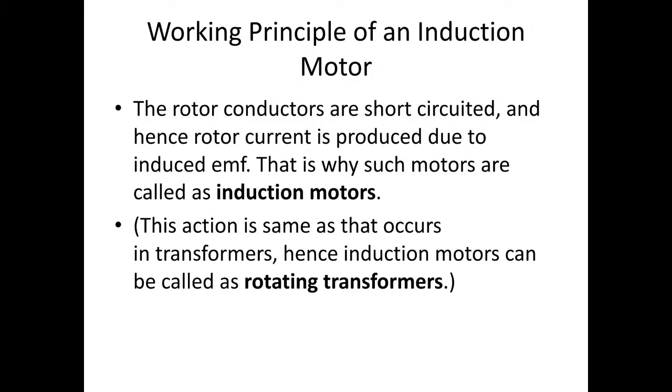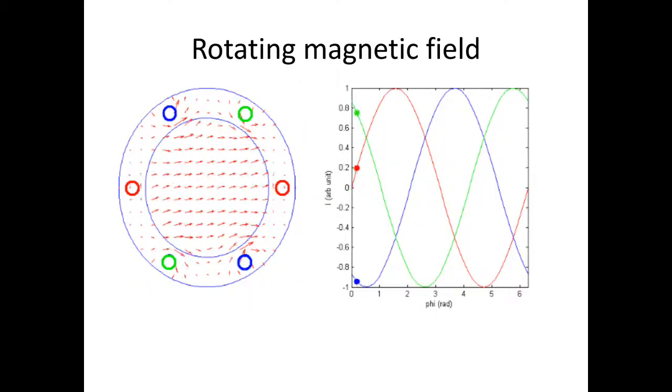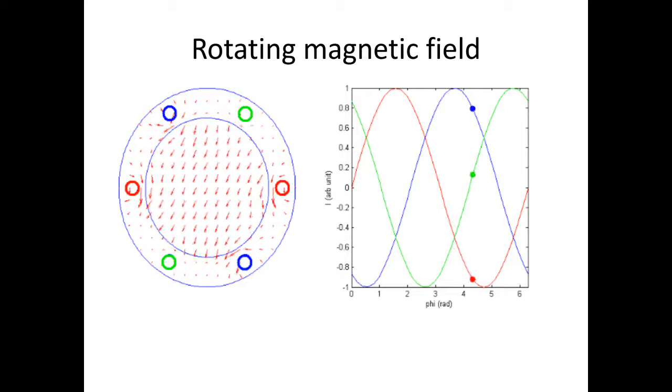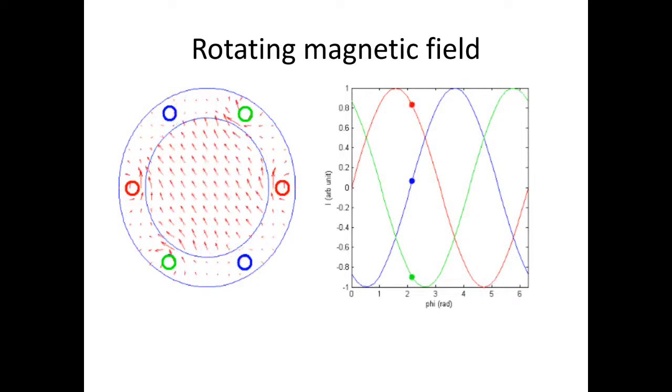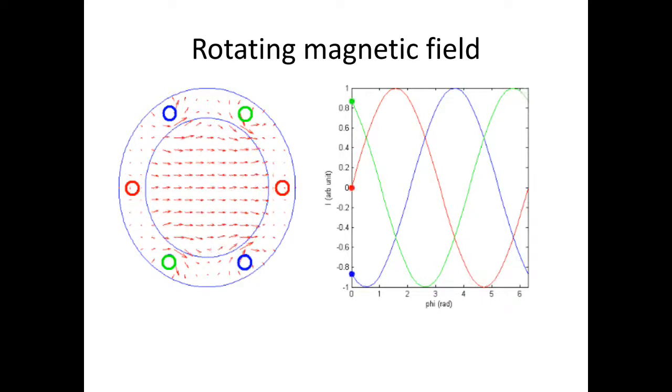This action is the same as your transformer, hence it is called a rotating transformer. The induction motor is also called a rotating transformer because the working principle of your transformer and your induction motor is the same. So in this animation you can find how my rotating field is cutting and how I am going to give an output.